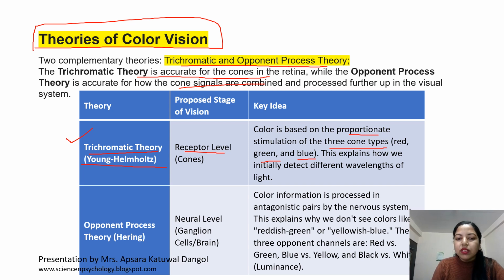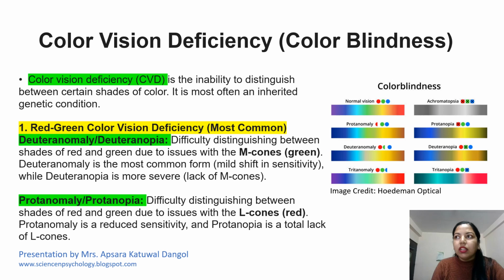But in opponent process theory, color is processed in antagonistic pairs by the nervous system. This explains why we don't see colors like reddish green or yellowish blue. The three opponent channels are red versus green, blue versus yellow, and black versus white, which we also call luminance. We will discuss this theory in detail in upcoming videos, but here we have described it briefly. Next is color blindness or color vision deficiency.